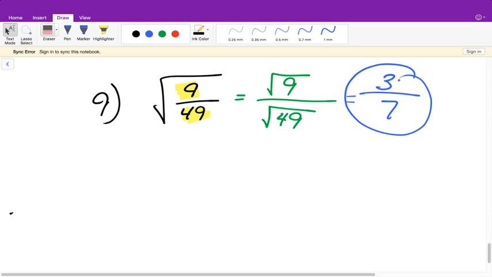So now a problem that first looked like we couldn't do it, when we separated them and looked at the numerator on its own and the denominator on its own, it was something that we could actually take the square roots of, and it was something that we actually could do.